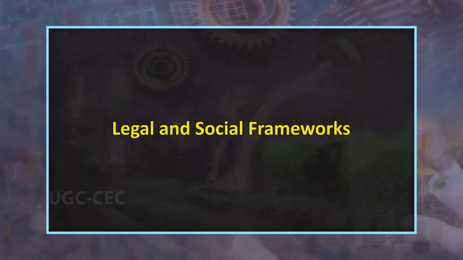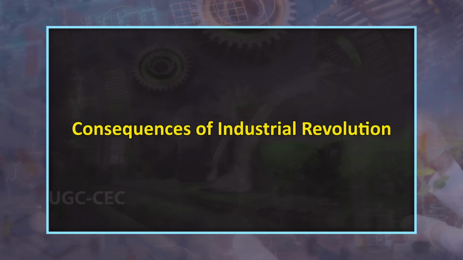Legal and social frameworks. The establishment of property rights and an entrepreneurial culture also played a significant role in facilitating industrial growth. Each of these factors interplayed to create an environment conducive to the rapid industrialization that characterized the Industrial Revolution.